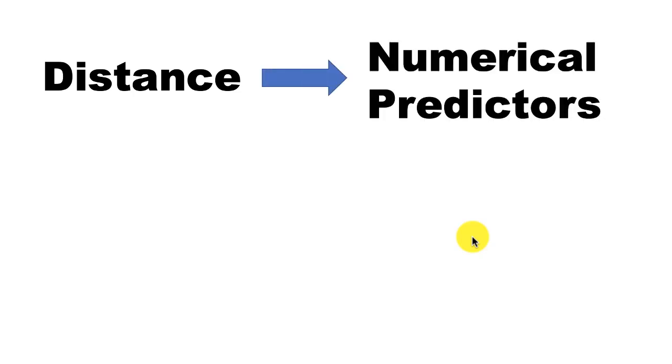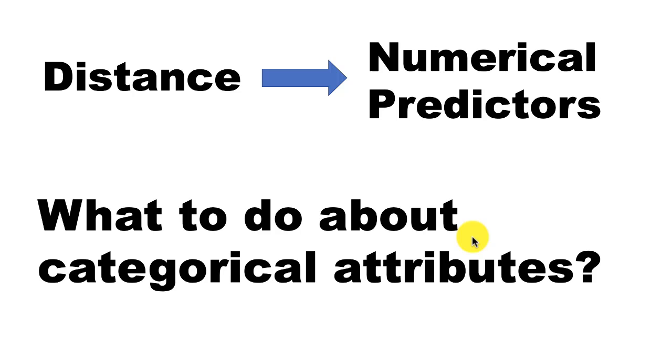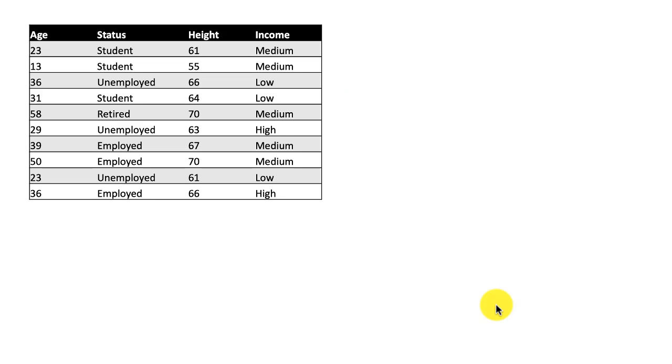Okay, so clearly, in order to use distance, we need numerical predictors. What to do if your predictors are categorical? There's a very simple technique to do that. So for example, here is a data set in which income is our target attribute, but you've got three predictors, out of which one predictor is categorical, status, right? So what do you do about status?